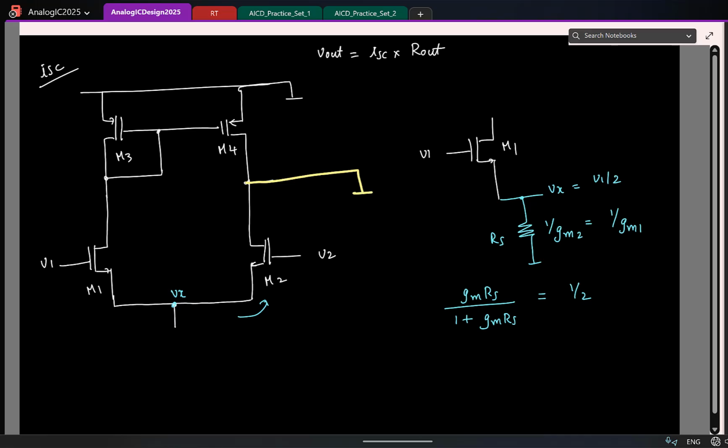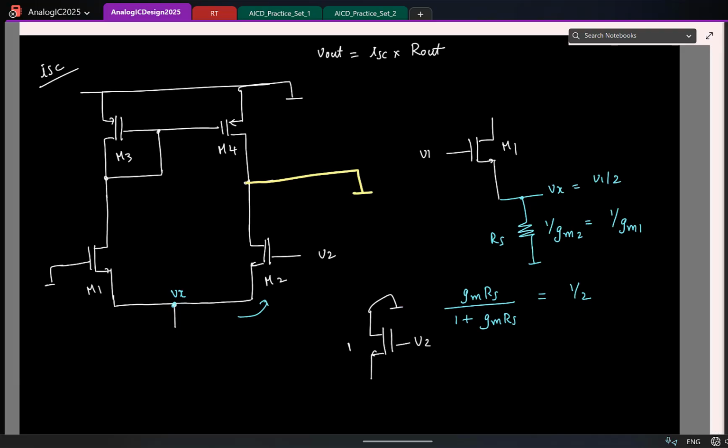I still have to find the response due to V2. For that, let me assume this side is short. So once again, I draw the circuit seen from V2. This is V2, this is M2, and I have something here. What is the effective resistance looking here? The resistance looking into the source of M1, how much will that be? I can say the resistance looking into the source is 1 by Gm, provided the resistance connected at the drain side is much smaller than R0.